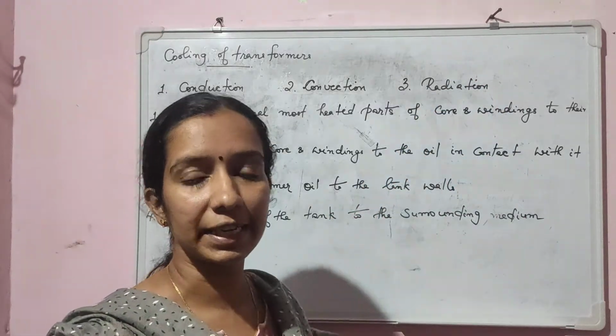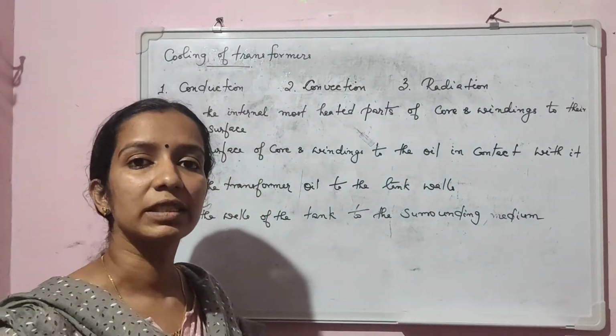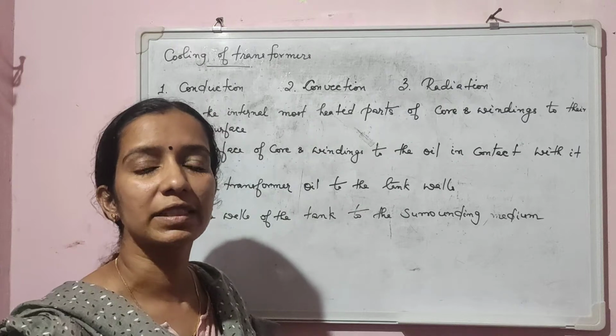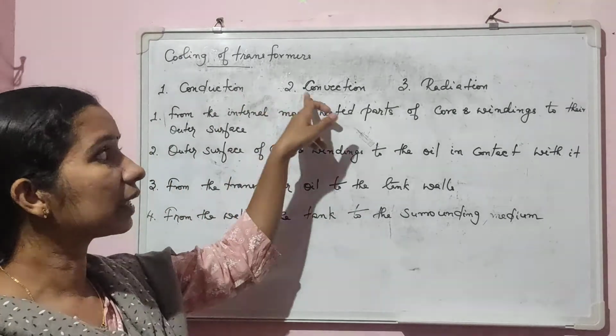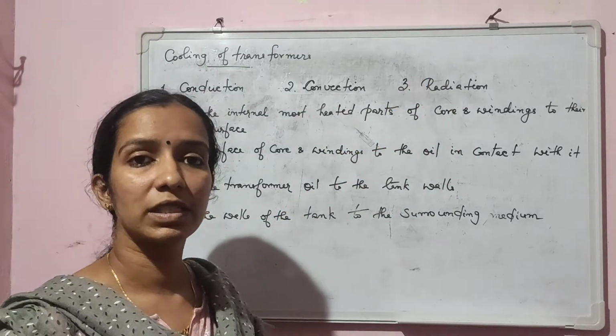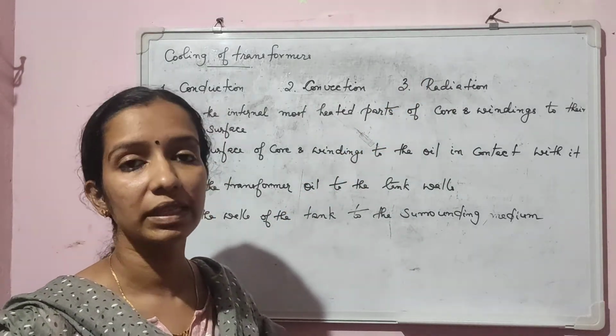And the third one is radiation. In radiation, the heat energy is dissipated in the form of electromagnetic waves. So these three methods are used for heat dissipation in a transformer.